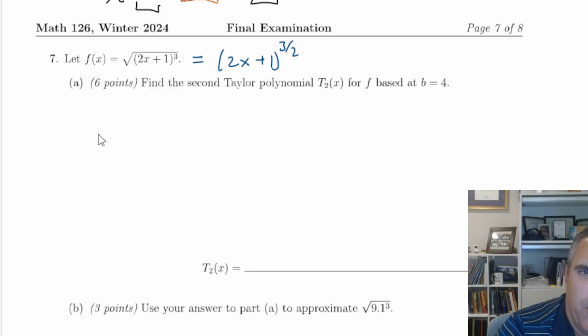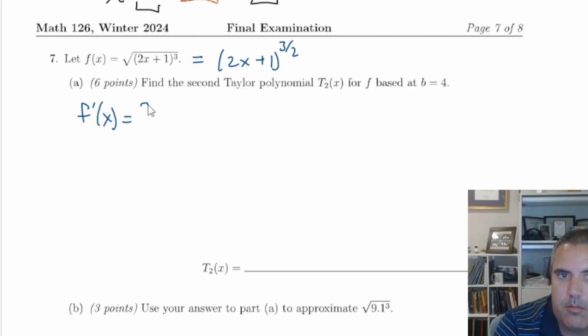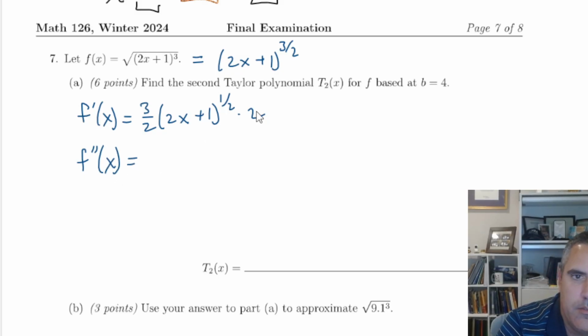Find the second Taylor polynomial. So I'd like to plug in 4 to that, which I think comes out to be a nice value, and then I'd also like to take its derivative, and I'd like to take its second derivative. So 3/2, 2x plus 1 to the 1/2 times 2, and the second derivative, and I should have done this, these 2's cancel.